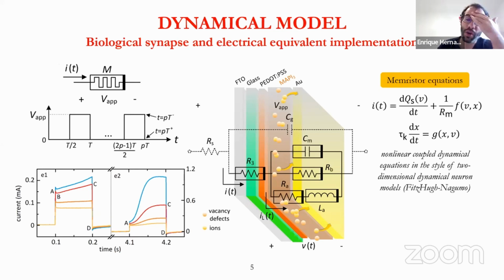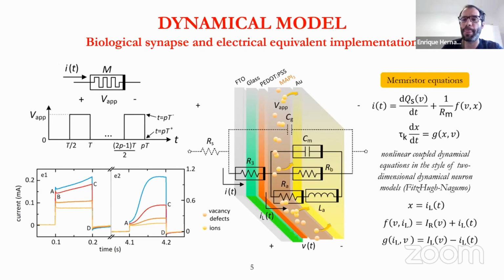These two equations are non-linear coupled dynamical equations, in neuron-style, and more or less the same as, or similar to, the equations of the Hodgkin-Huxley model, which is the most famous model in neuroscience to explain the biological processes in a neuron from an electrical point of view. And it is similar to the equations of the FitzHugh-Nagumo model. But these two models have a lot of memory equations, and here we only introduce two equations.